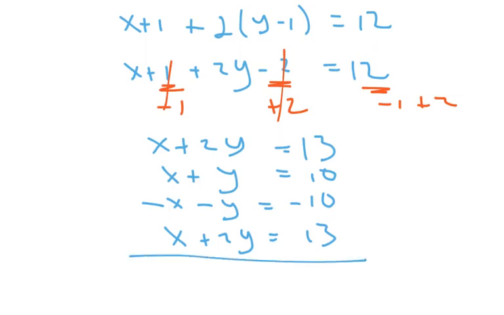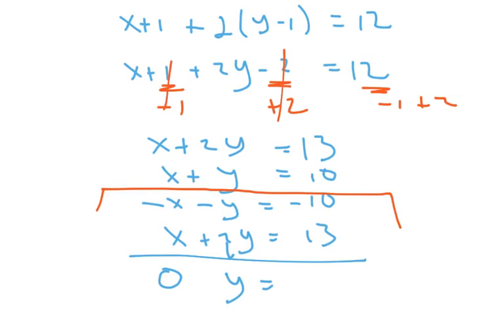I'm going to add them up. Now remember, I'm just adding up these two now. So x minus x goes to 0. And I'm going to have 2y, beg your pardon, 2y minus y. Well, 2 minus 1 is equal to 1. So that means y is equal to 13, and I add on minus 10, it's going to give me plus 3. So I'm going to get y is equal to 3.